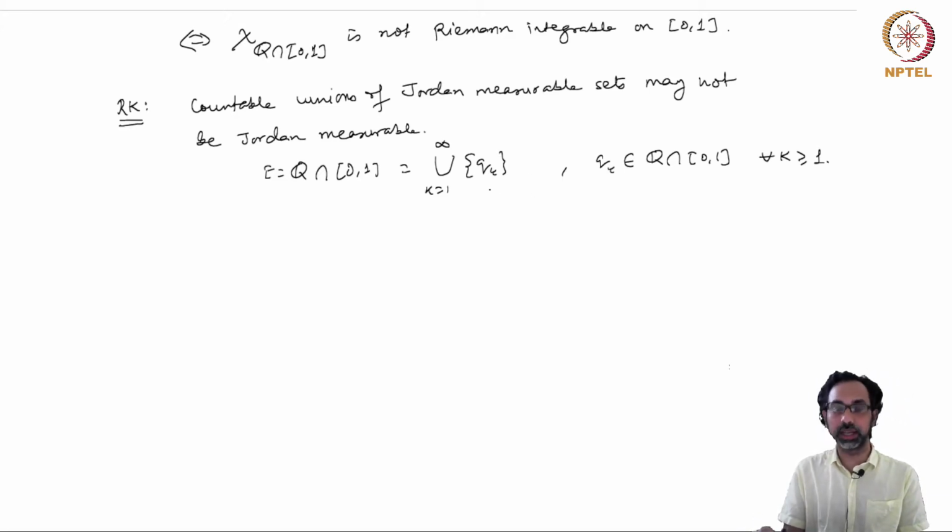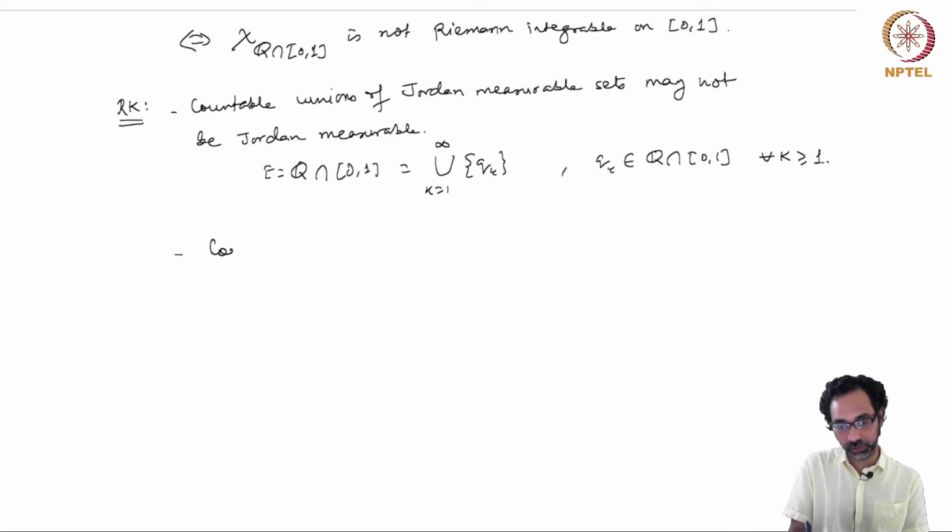Of course, each single rational point is Jordan measurable with Jordan measure 0. This we already know. In fact it is an elementary set, so it's Jordan measurable. But when we take the countable union of each of these rational points in 0, 1, then it fails to be Jordan measurable. So countable unions of Jordan measurable sets can fail to be Jordan measurable.